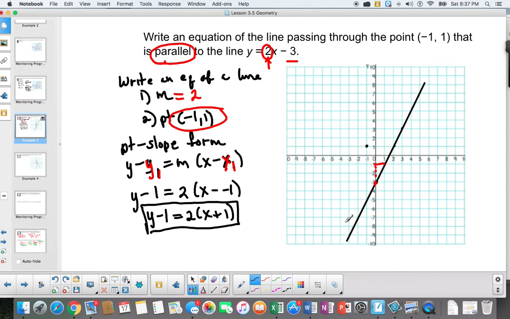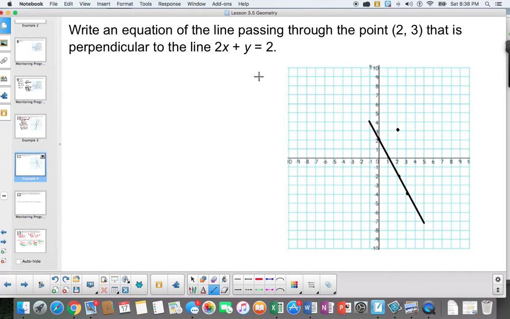Now I'm going to go ahead and graph this. And so here I am at this point -1, 1. And I'm going to go through a slope of 2. So up 2 over 1, up 2 over 1, up 2 over 1, and then I'm going to use my line tool and go ahead and draw the line. And you can see it's parallel. Okay, let's now find an equation of a line that's perpendicular.